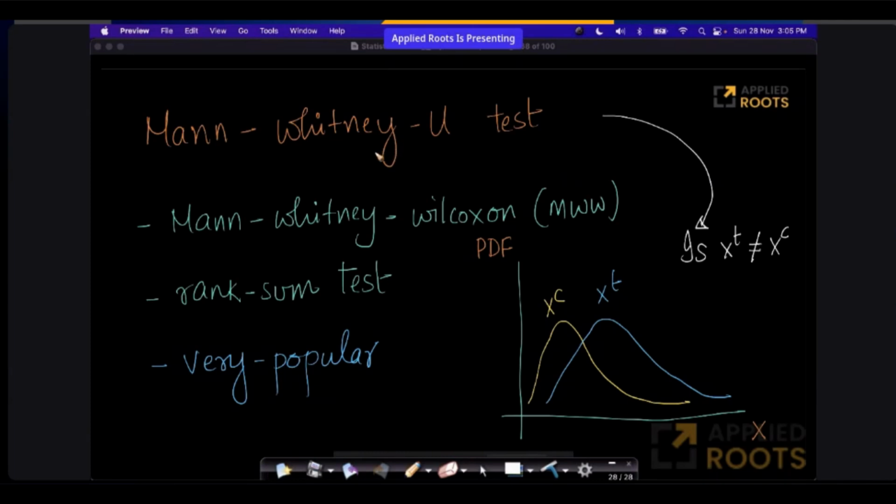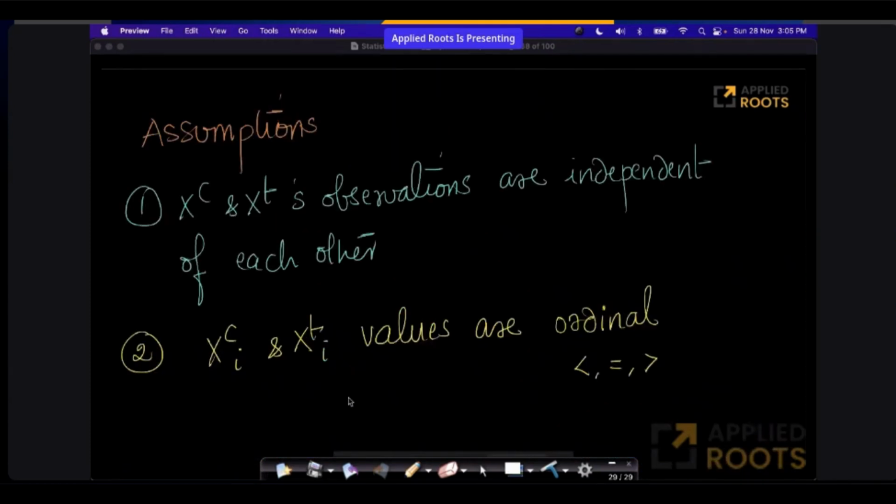Again, this is very popular because this is also a non-parametric test. It doesn't make any assumptions, except for some very basic stuff. It doesn't make any assumptions about XC and XT. They can come from any distribution, and Mann-Whitney-U still works reasonably well. So let's look at a couple of simple assumptions.